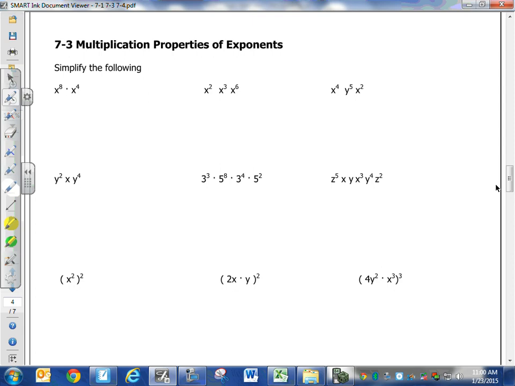You guys, on your piece of paper, write down what you think x to the 8th times x to the 4th is. If you are unsure, do not guess. If you are unsure, you can always say, oh, x to the 8th is just x times itself 8 times, and then x to the 4th is x times itself 4 times. There's a rule that will always work for all of these. The rule is, when in doubt, write it out.